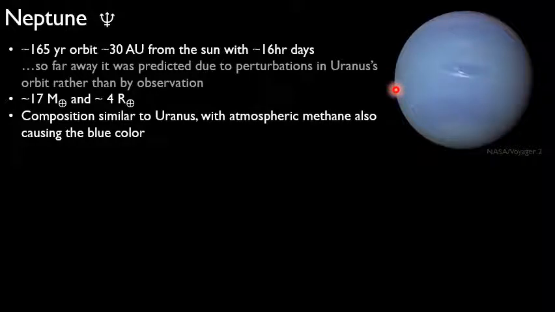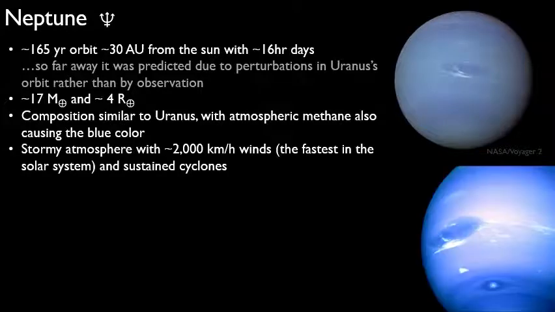So far away that Neptune wasn't discovered by observing it like all of the other planets. Instead, astronomers were looking at Uranus's orbit, and they saw that it was perturbed in such a way that there must have been a large planet kind of nearby, and that was the prediction of Neptune, which is of course true. The size itself is not too different from Uranus, and again, it has a blue color because of methane in the atmosphere.